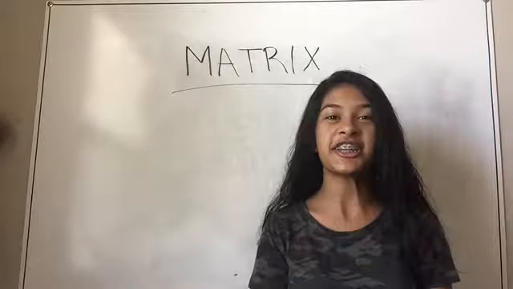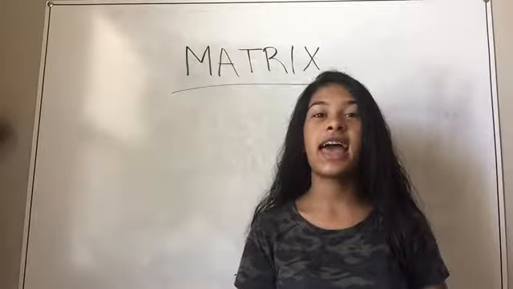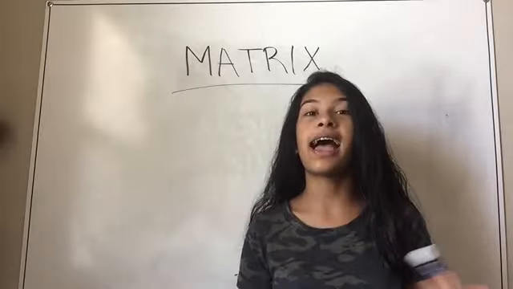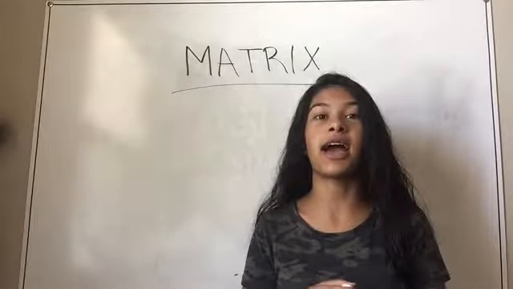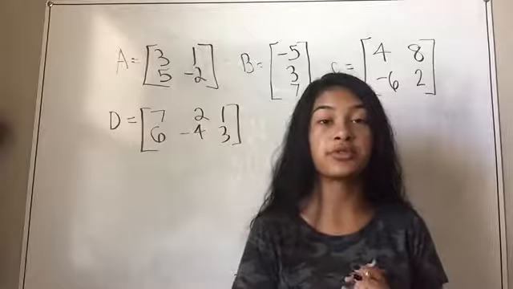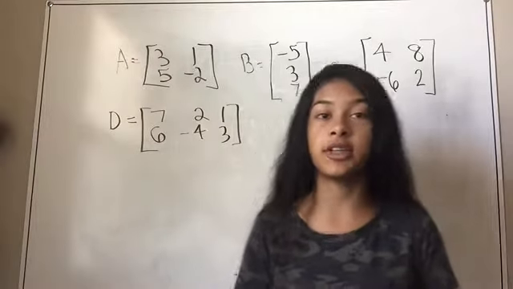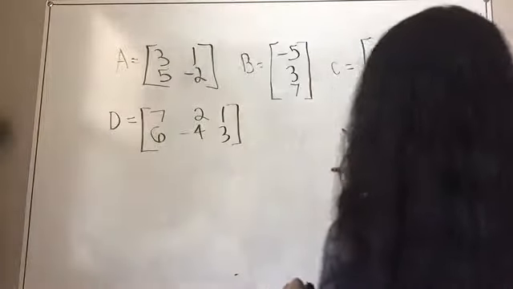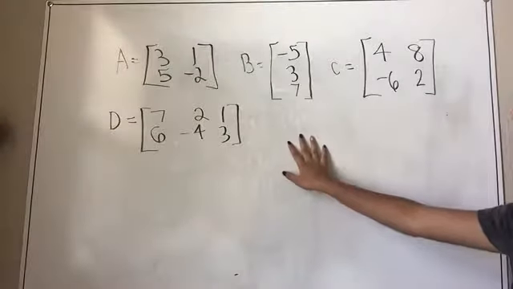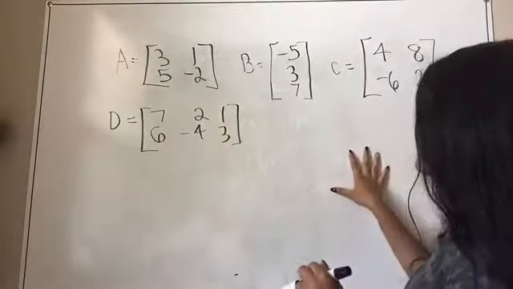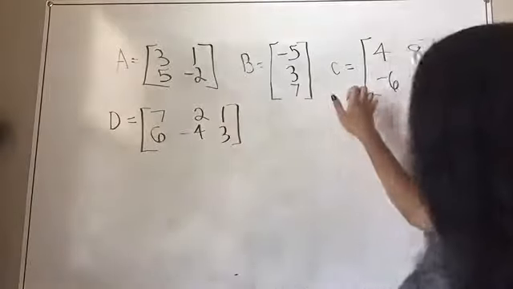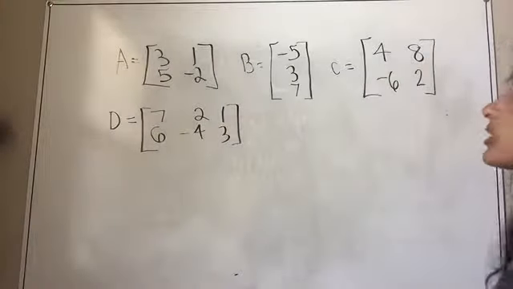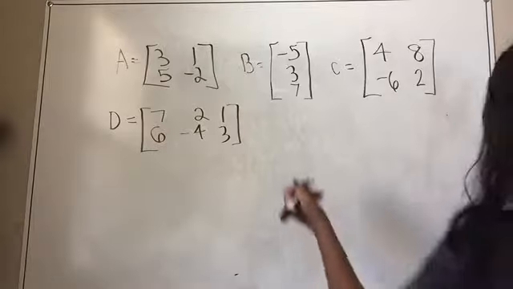Hey guys, it's Richa back with another math video, and today we're going to be focusing on how to add and how to multiply matrices. Now, it is extremely important to remember that when you're adding matrices, they have to be the same dimension. So given these matrices on the board, the only matrices you can add are A and C, because those are the only matrices that are 2 by 2.